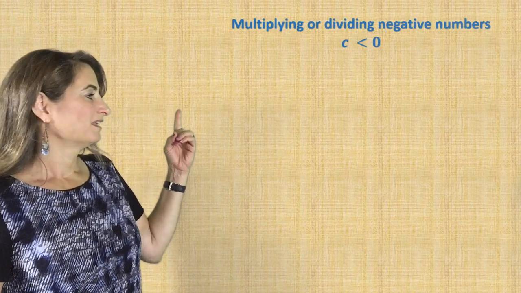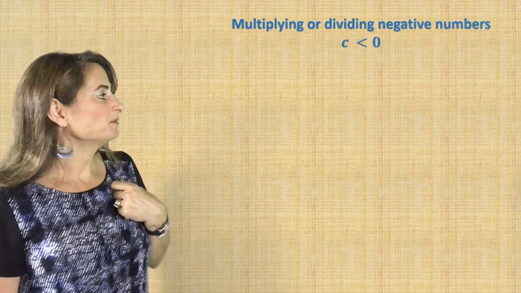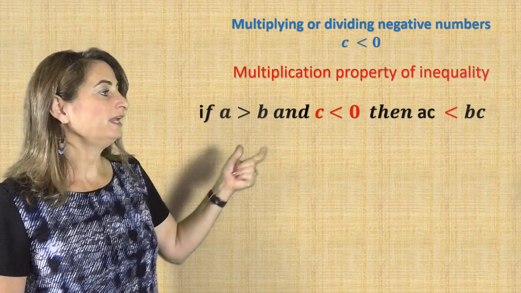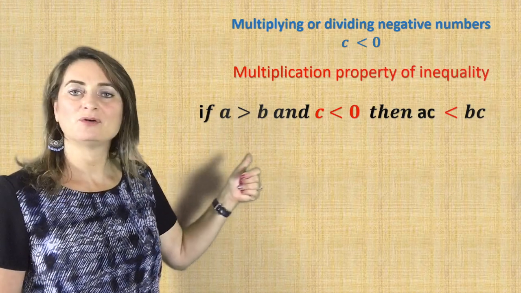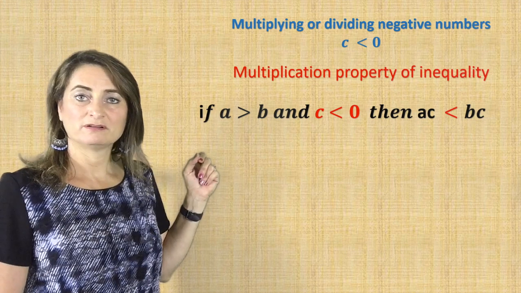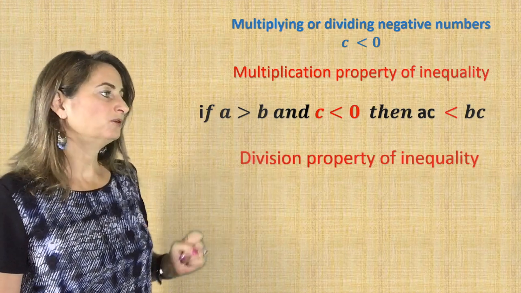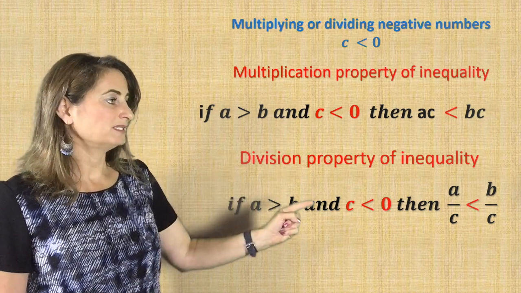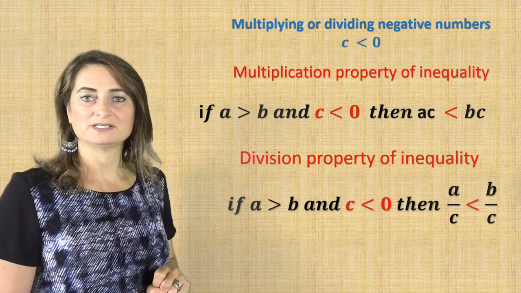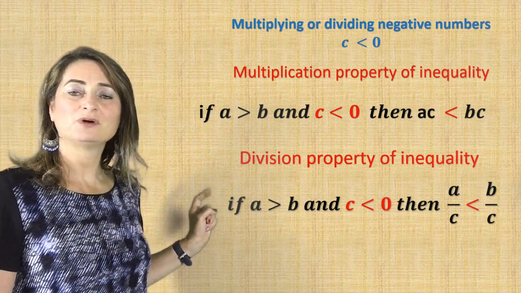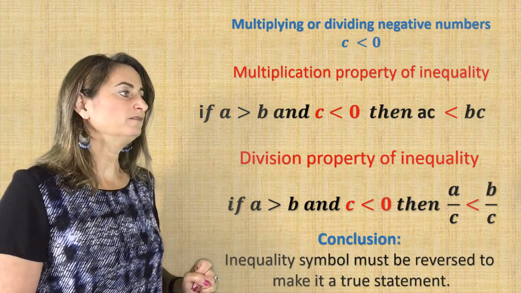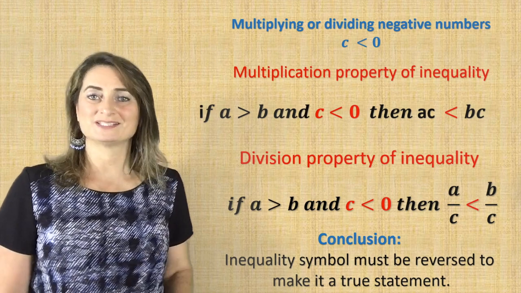What about multiplying and dividing with negative numbers? When C less than 0, multiplication property of inequality, if A more than B and C less than 0, then AC less than BC. See how the inequality symbol was reversed. Division property of inequality, if A more than B and C less than 0, then A divided by C is less than B divided by C. Notice how the inequality symbol was also reversed. So as a conclusion, the inequality symbol must be reversed to make it a true statement.